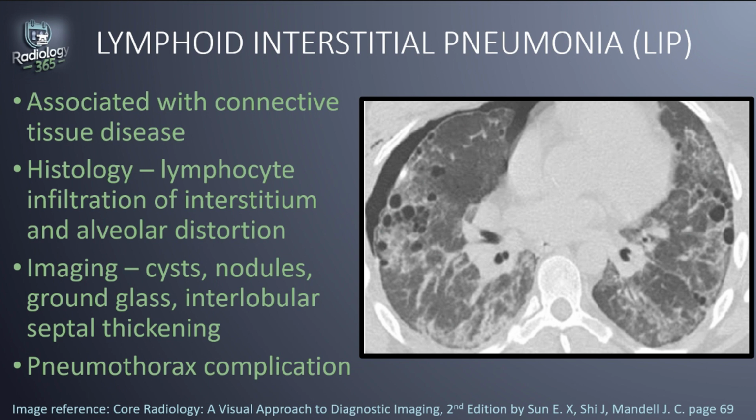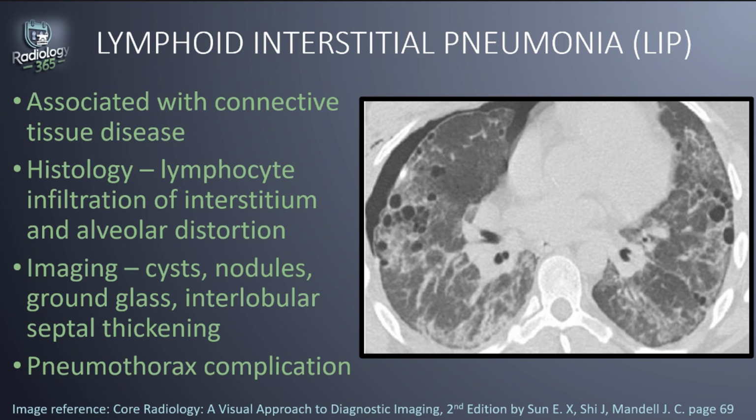The histologic hallmark of lymphoid interstitial pneumonia is diffuse infiltration of the interstitium by lymphocytes and other immune cells, with resultant distortion of the alveoli. Imaging most commonly presents with cysts and nodules, though cysts alone, nodules alone, sometimes ground glass, or even interlobular septal thickening may also be seen. The scattered, thin-walled perivascular cysts are thought to be due to air trapping. It can be complicated by pneumothorax in advanced disease when these cysts rupture.